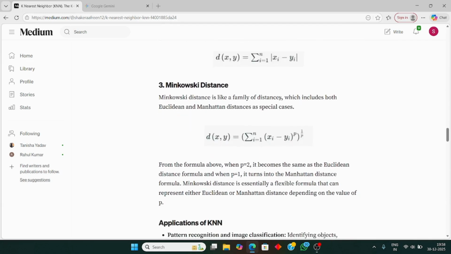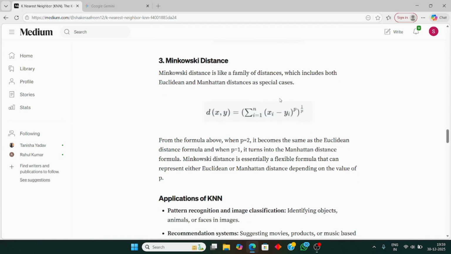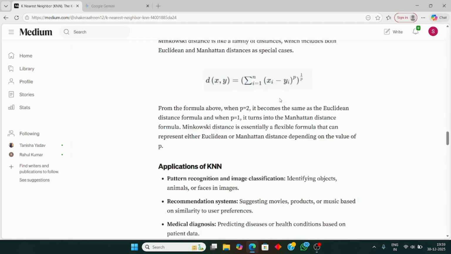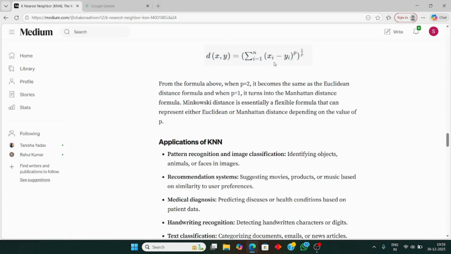Minkowski distance is a generalization that combines both Euclidean and Manhattan distance. How do we calculate it? d(x, y) equals the summation of |xi minus yi| to the power p, the whole raised to the power 1 upon p. When we put p equal to 2, it becomes Euclidean distance. Otherwise, if we put p equal to 1, it becomes Manhattan distance.